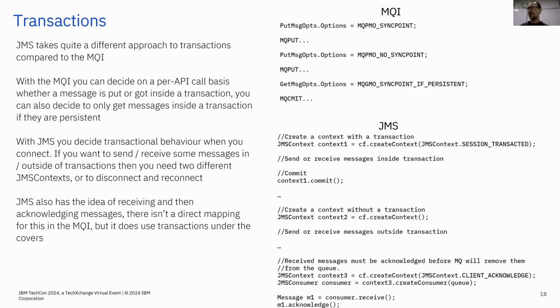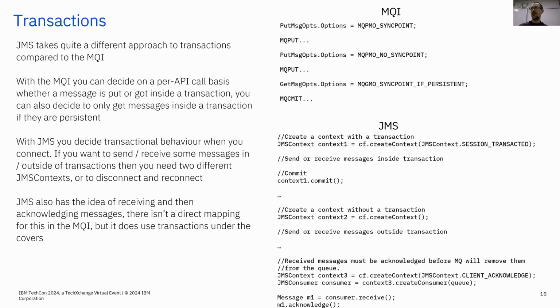And you have to know in advance, and you create your JMS context based on that information. And if you decided for it to be a transacted context, then you do your messaging all inside the transaction, and then you either commit or roll back, just like you do with the MQI. But you need to know in advance. So quite a difference. Now, that doesn't mean you can't do something equivalent to what MQI does. You just need multiple connections. You need two JMS contexts, one that's transacted, one that's non-transacted, and then you can do something that's equivalent to the MQI. It's just done in a different way.